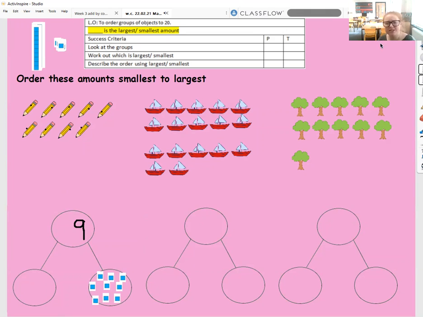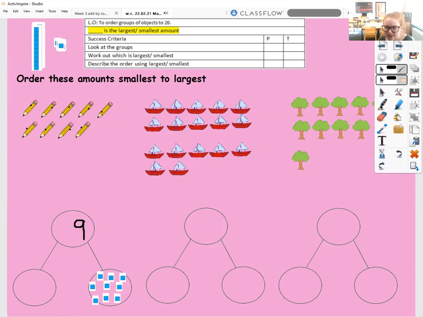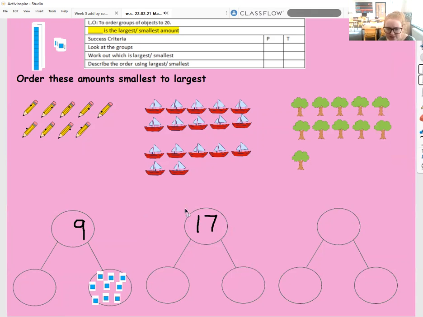Brilliant. Let's look at our boats now. So how many boats do we have? We have 1, 2, 3, 4, 5, 6, 7, 8, 9, 10, 11, 12, 13, 14, 15, 16, 17. We have 17 boats. Fantastic. I want to split 17 into two parts. So I want to split it into its 10s and its 1s. So how many 10s are there in 17?